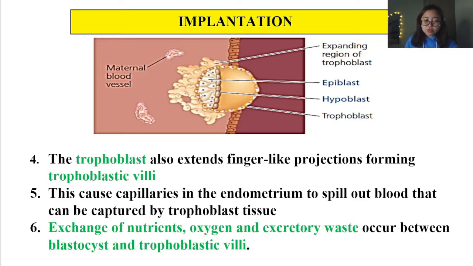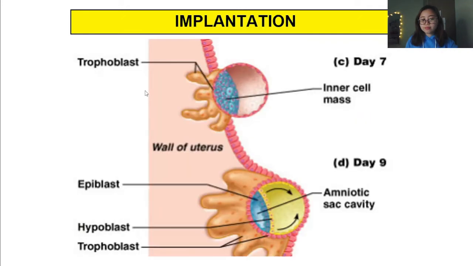Jadi, melalui trophoblastic villi ini, okay, the blastocyst is going to get nutrients, oxygen from the mother, and then excrete waste, such as carbon dioxide and etc., to the maternal blood vessels. Okay, so ini adalah proses dia daripada dia baru melekat, dan lepas 2-3 hari, dia akan semakin terbenam, semakin, ini yang kita katakan, itu embrio berjaya melekat kepada dinding rahim, dia akan nampak macam begini.